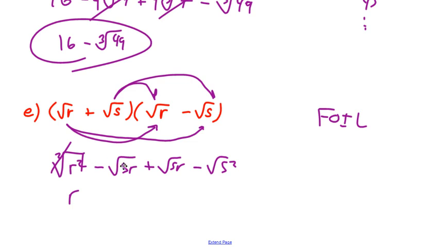Now we have a minus radical sr plus a radical sr. So those are gone because they're the same thing. And look, we have a minus s because the square cancels out with the square root. And we're done with the first example.